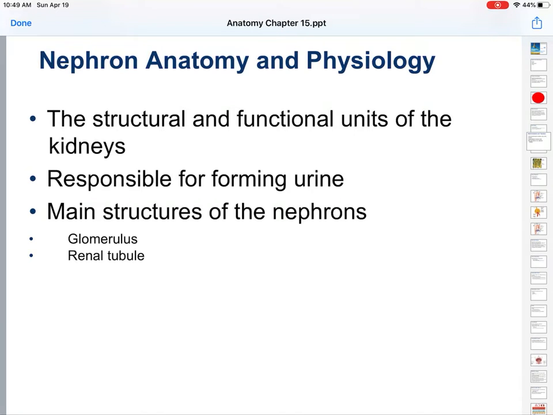Let's talk about nephrons. These are the structural and functional units of the kidneys. These are what filter out stuff in your blood and form the urine.